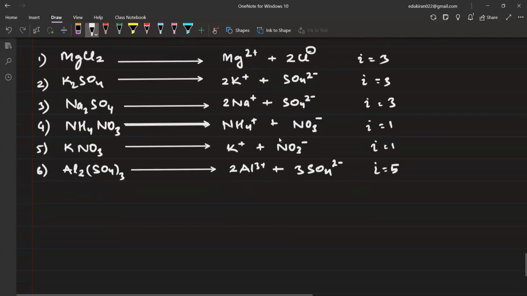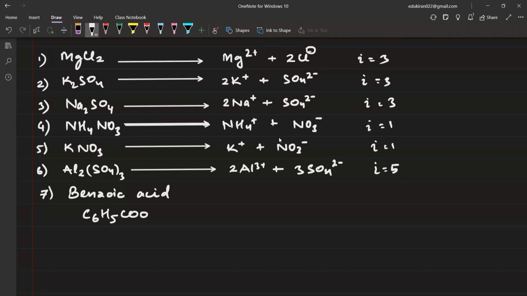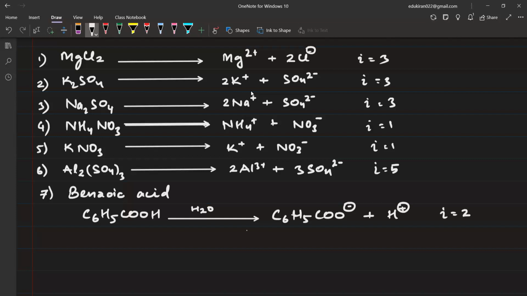Now there is a special case of benzoic acid. Seventh one, please write benzoic acid, with the formula C6H5COOH. Obviously it is acidic in nature, but acidic only if you have water. If you have H2O, it will dissociate into C6H5COO- plus H+. In this case, i is equal to 2.